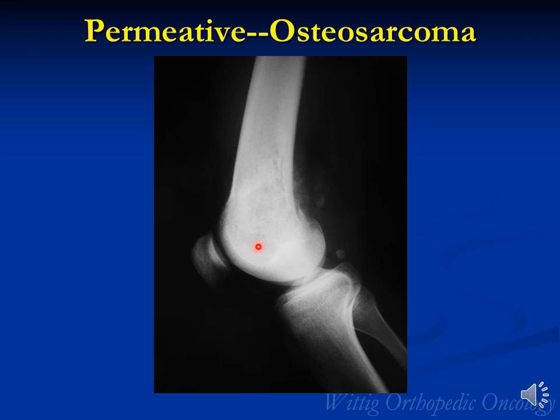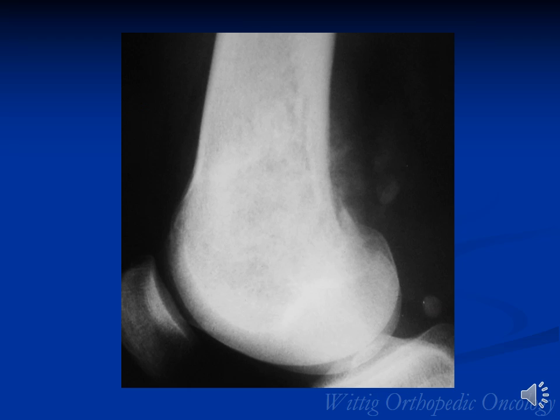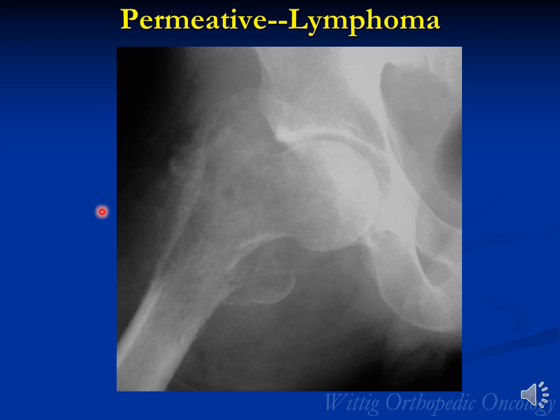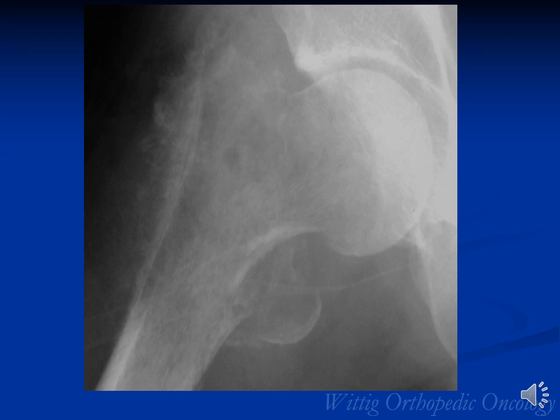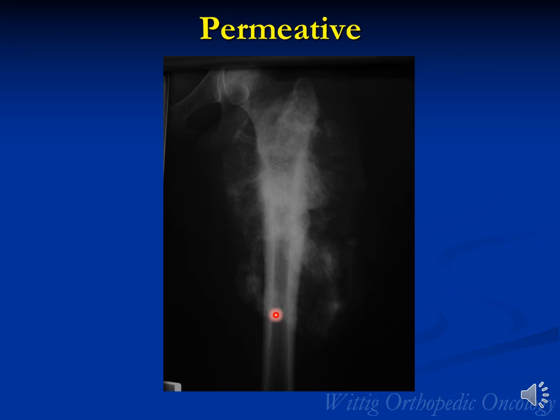And here on the lateral view of this osteosarcoma, you can see where it's spread into the soft tissues, and you see some bony production by the tumor in the soft tissues, these fluffy cloud-like densities. Here's a lymphoma of the proximal femur, again a permeative pattern of bone destruction. Here's an osteosarcoma of the proximal femur with a permeative pattern of bone destruction. Again, you can't make out the borders of the tumor.